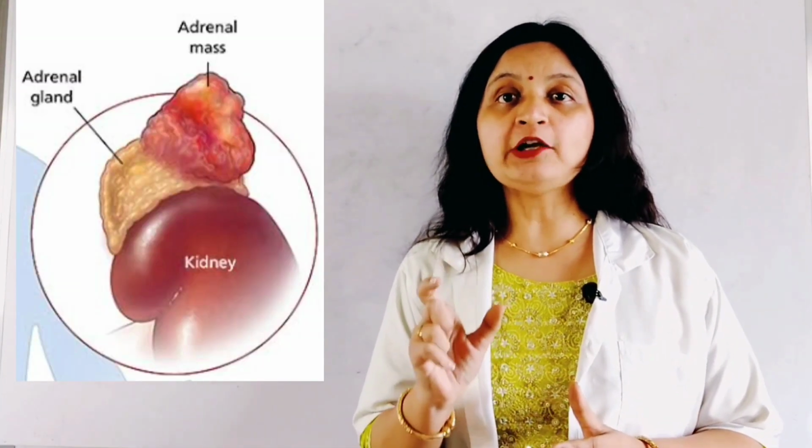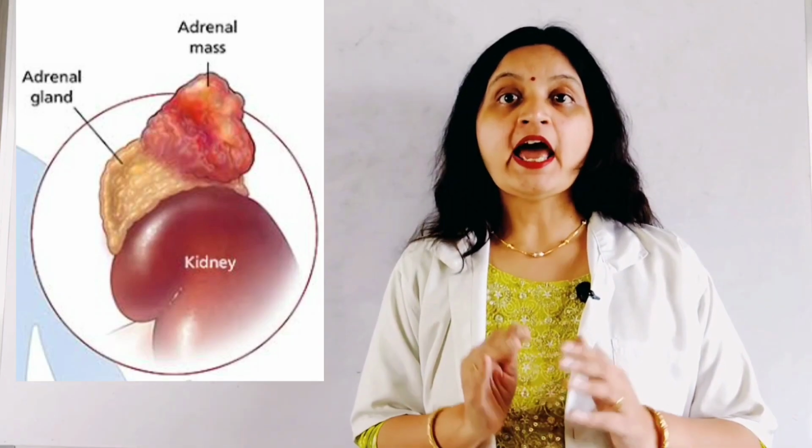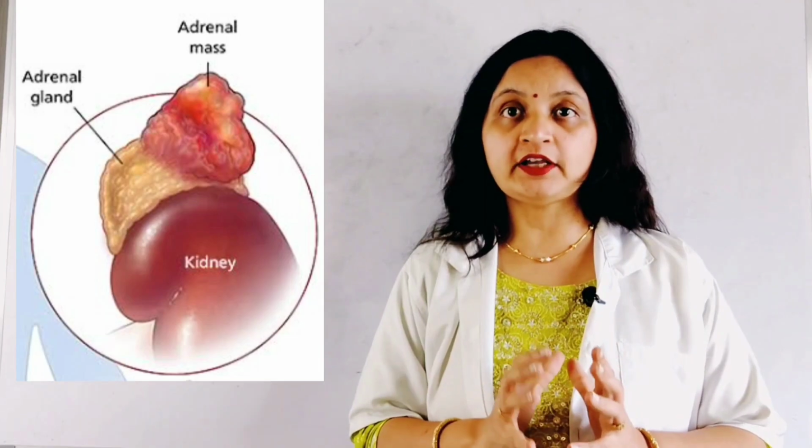Primary aldosteronism causes excessive aldosterone secretion. And what is the function of aldosterone? Aldosterone increases the reabsorption of sodium and water in the body. So increased fluid volume, increased blood volume, increases the blood pressure, leading to hypertension.